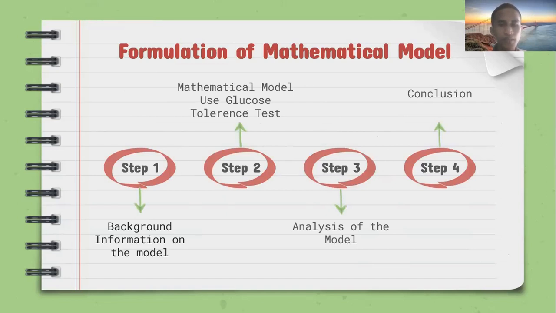Next is the simulation of the mathematical model. Here there are 4 steps. The first is background information on the model. Second, the mathematical model using the glucose tolerance test. The third is the analysis of the model. And the fourth is the conclusion.